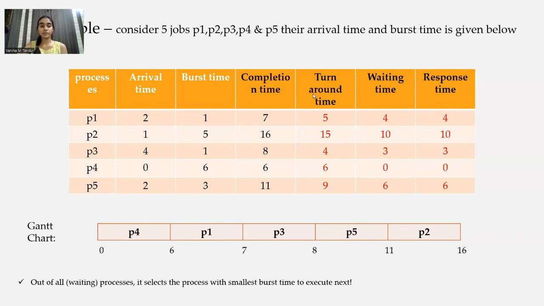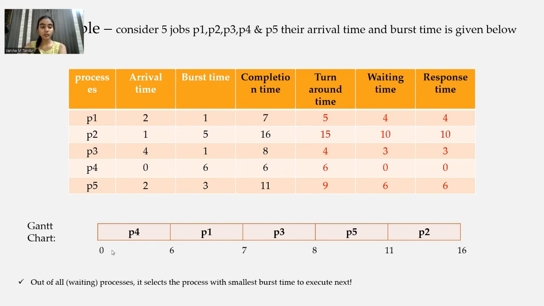Here in the example, I have considered 5 processes P1, P2, P3, P4 and P5, and their respective arrival time and burst time is given. Now we are supposed to find the turnaround time and waiting time of the processes using this SJF algorithm concept. In order to solve this numerical, we have to write a Gantt chart. This Gantt chart basically represents the allocation of processes into the CPU.